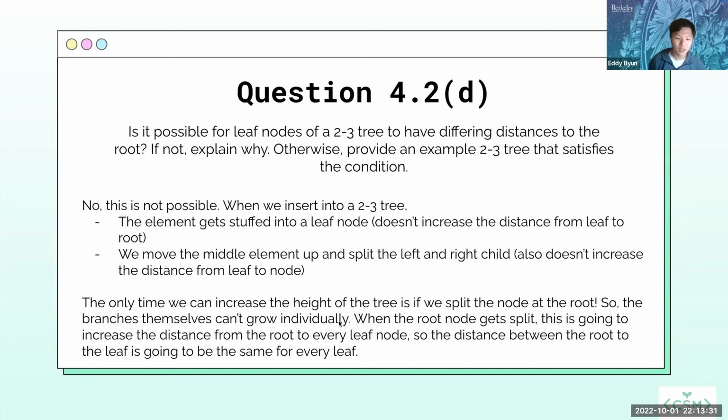And as a result, the branches themselves can't grow individually. And furthermore, when the root node gets split, this is going to increase the distance from the root to every leaf node by 1. So it's not going to increase the distance from the root to one leaf. It's going to increase the distance from the root to every leaf. So yeah, the distance between the root and the leaf is going to be the same even after we split the root node.